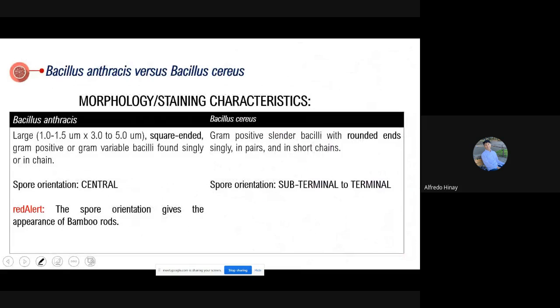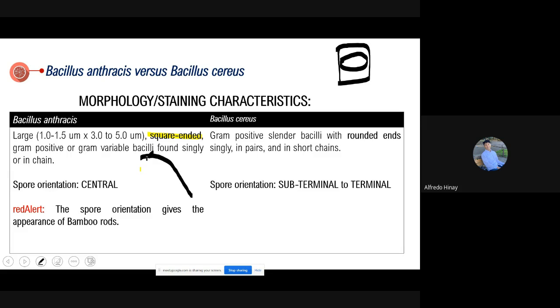So let's start with the morphology and staining characteristic of your Bacillus anthracis and Bacillus cereus. Yung gusto ko lang i-highlight dito, class, is with your Bacillus anthracis, they form a square shape naman, class. Okay, square-ended naman siya. And then gram-positive or gram-variable bacilli found singly or in chains. And then, meron daw siyang spore na nasa gitna. So, ganun yung itsura niya, class.